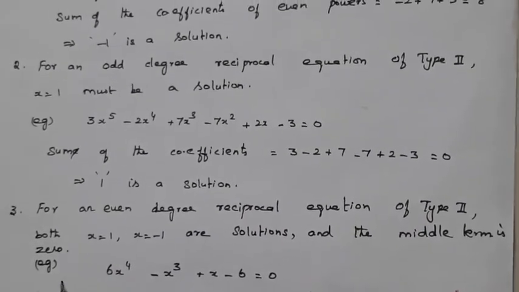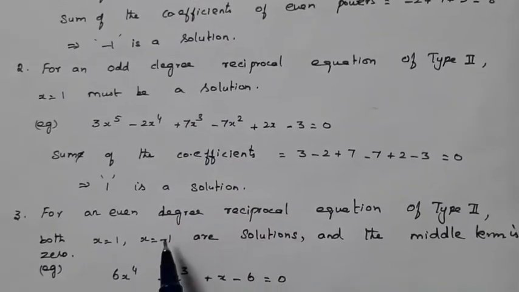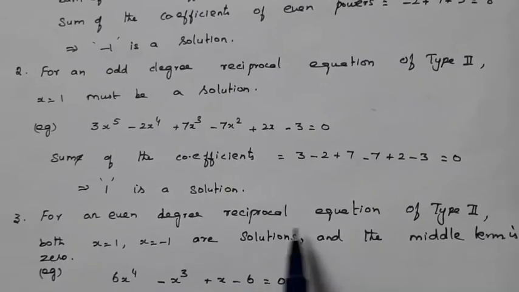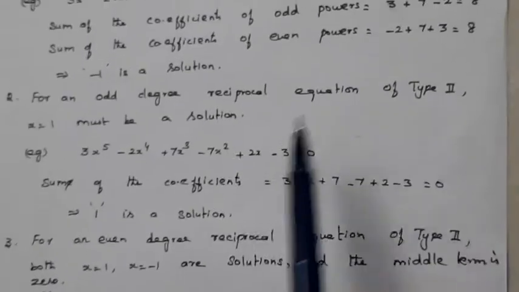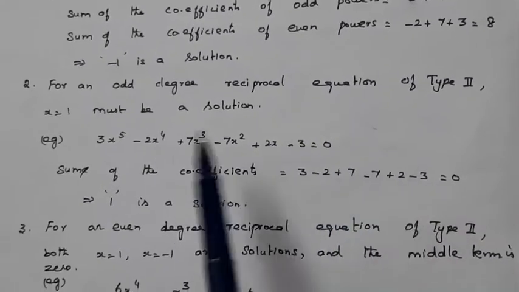Okay. Now we have seen about odd degree. Now, let us see what about even degree. So, for an even degree reciprocal equation of type 1, these conditions are not true. Either 1 or plus 1 minus 1 cannot be true. So, let us leave that.